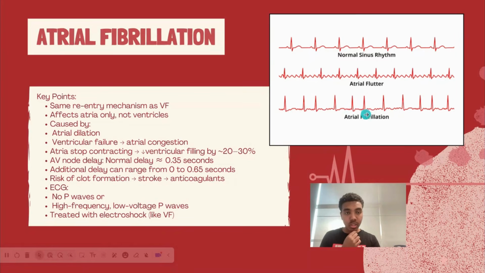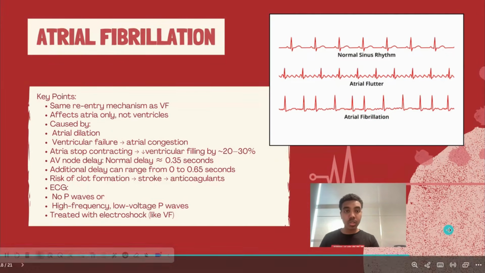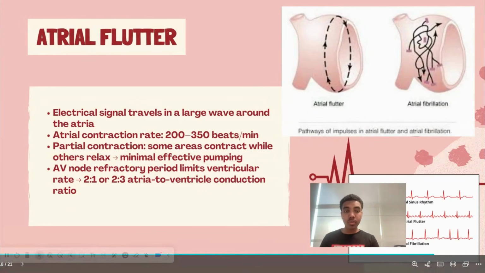Alright? So on the ECG, what do we see? If you take a look at atrial fibrillation, you see no P waves, or you see high frequency, low voltage P waves. They look a bit weird. And they are treated with electroshock just like ventricular fibrillation. Alright, we're almost there. We've got a few slides left.